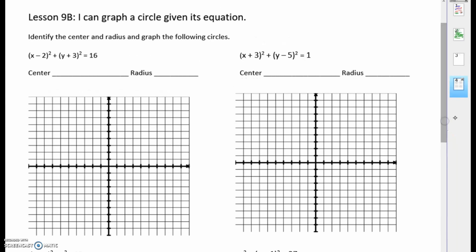Welcome to lesson 9b, I can graph a circle given its equation. So last lesson we learned about how to take a circle and find its equation. Now we're going to work on walking backwards.